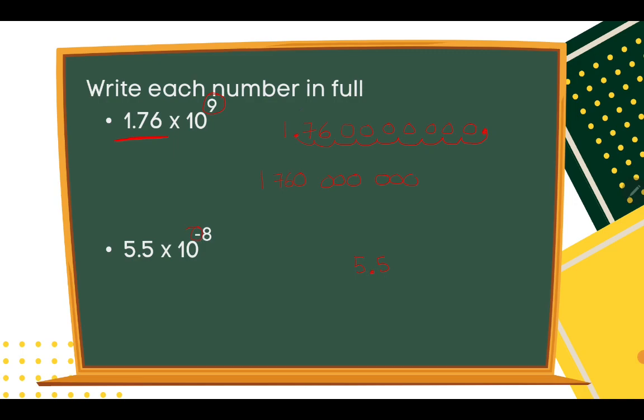Then you do the counting. 1, 2, 3, 4, 5, 6, 7, 8. So the dot is over here. You put the 0 over here. Fill in all the space there. So the answer will be what? 0.00000055. That's the answer.